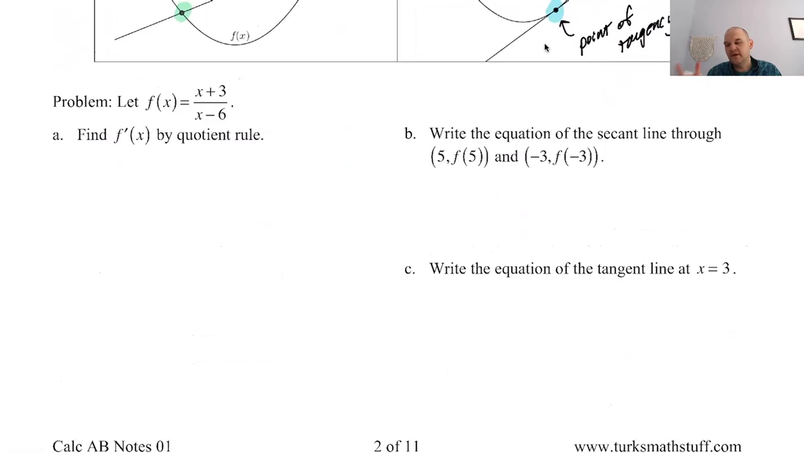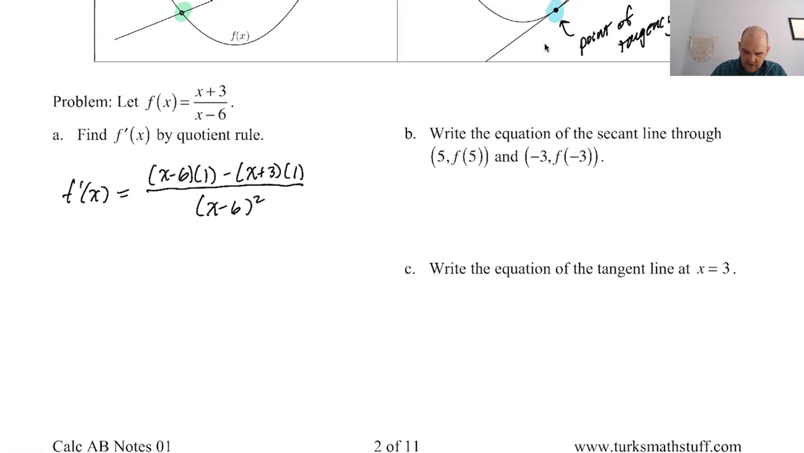So in general, unless someone tells you to use the limit definition, don't use the limit definition. Use one of the rules that we listed up above. So in this case, I see a quotient, I'm gonna use the quotient rule. So f prime is gonna be the bottom, derivative of the top using the power rule is 1, minus top, derivative of the bottom using the power rule again is 1, all over the bottom, and then we square it.